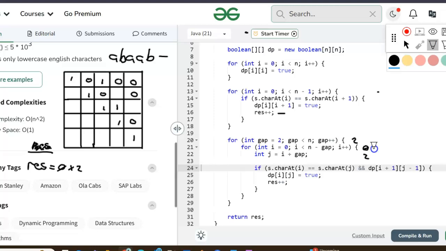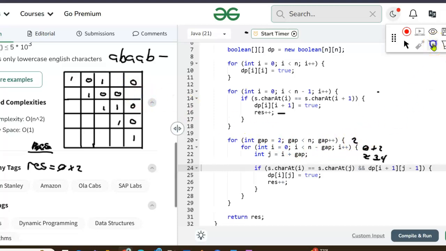Now, i is going to go to 1. j is going to go to 3. Index 1, index 3. Are those equal? No. We are going to go to 2. Oops, no. You're going to go to 2 and 4. A, 2 and 4. Are those equal? No. So that's done. All right.